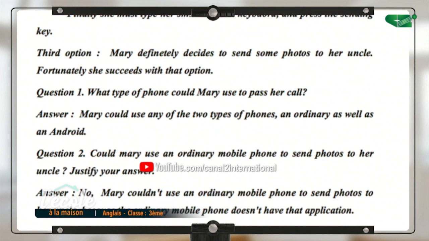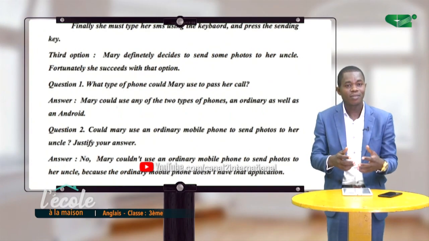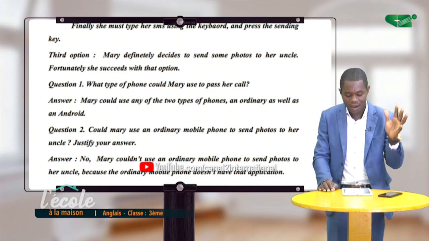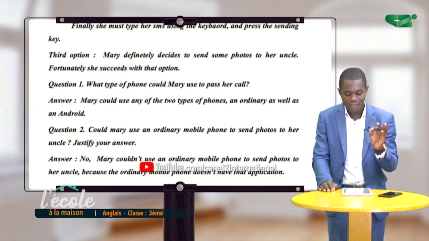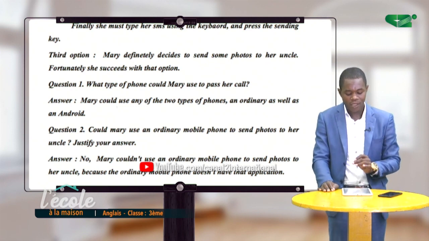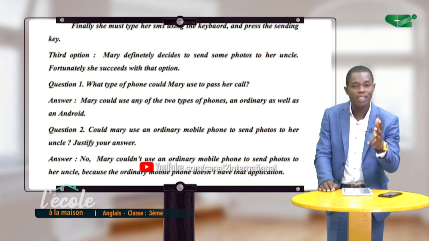Let's move on now to another question. Could Mary use an ordinary mobile phone to send photos to her uncle? I will break down the understanding. Between the 2 kinds or types of phones that we've mentioned already, was it possible for Mary to send the pictures or the photos using any of the 2 types of mobile phones? That is, first, the ordinary mobile phone. Second, the Android mobile phone.